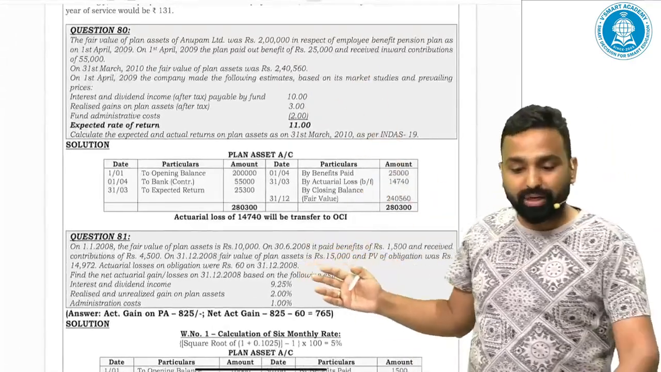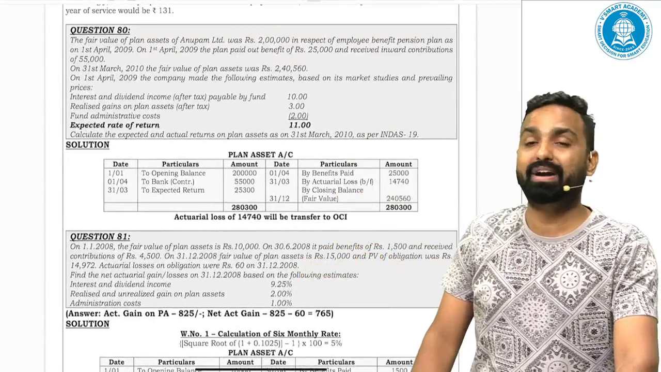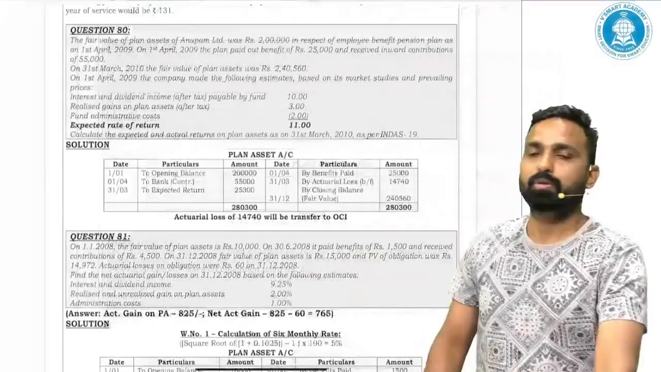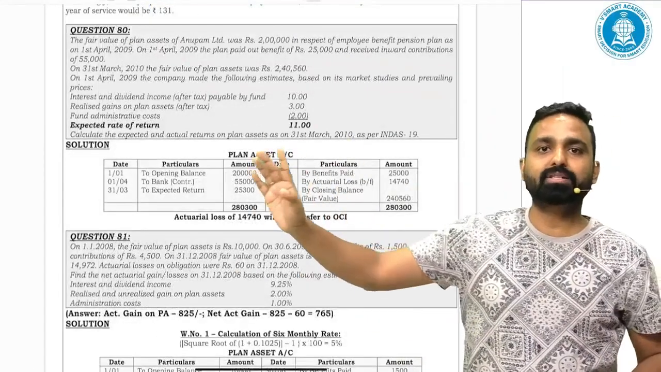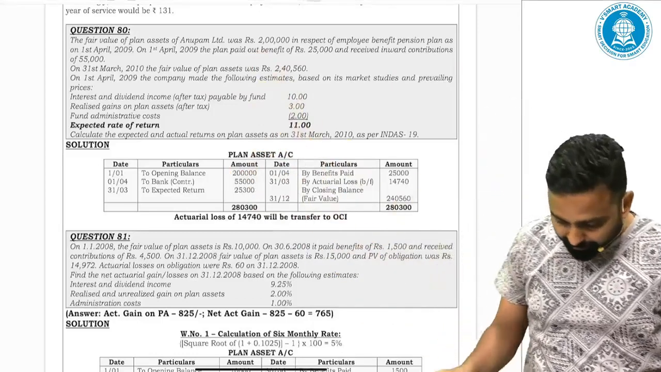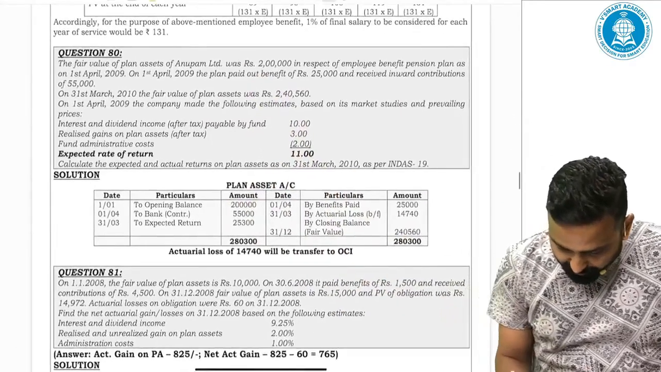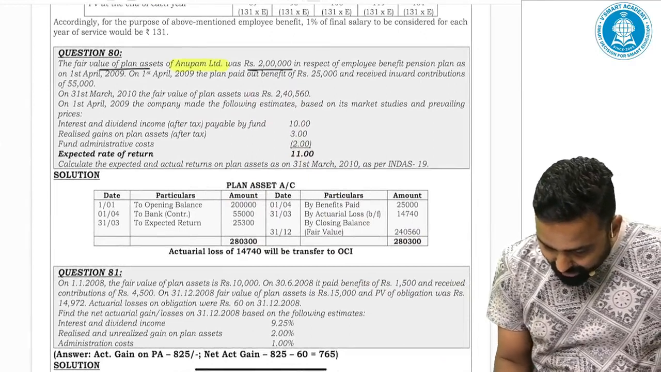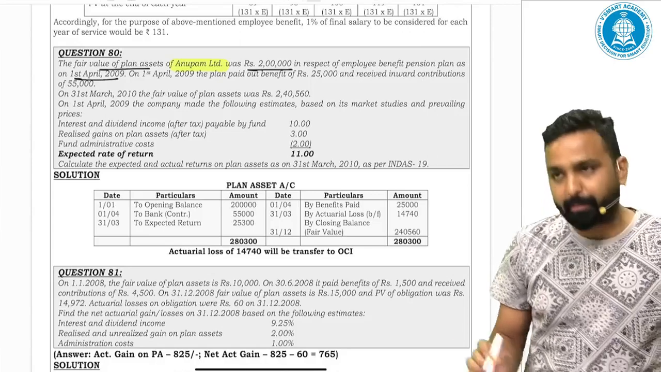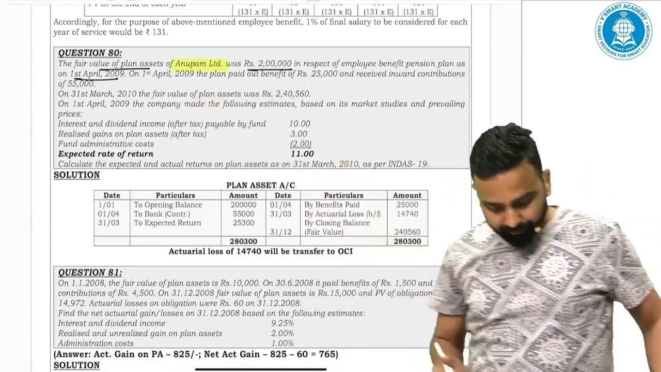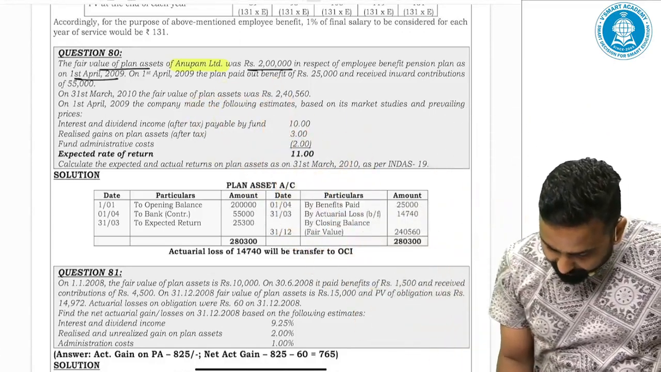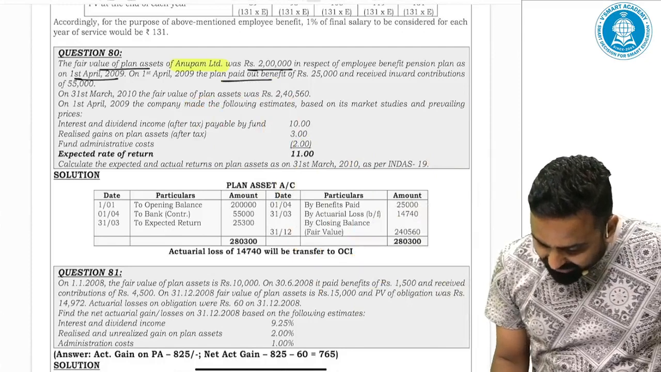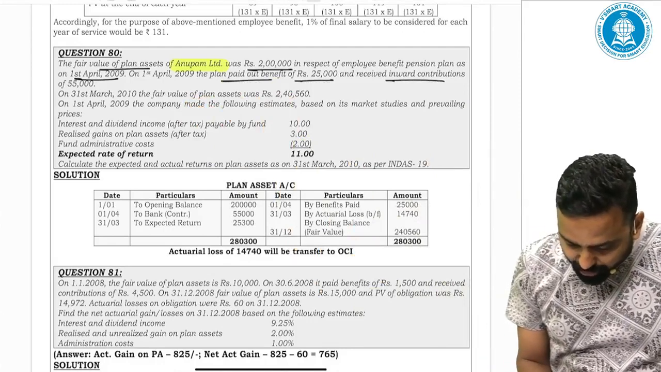I will tell you how to calculate the plan asset finance income also. Now to understand the plan assets treatment, look at the question properly. Now in this question, there's a company Anupam Limited. The fair value of the plan asset was 2 lakh as on 1st April. So opening plan asset is 2 lakh. On 1st April 2009, the plan paid out the benefits of 25 and received inward contribution of 55.